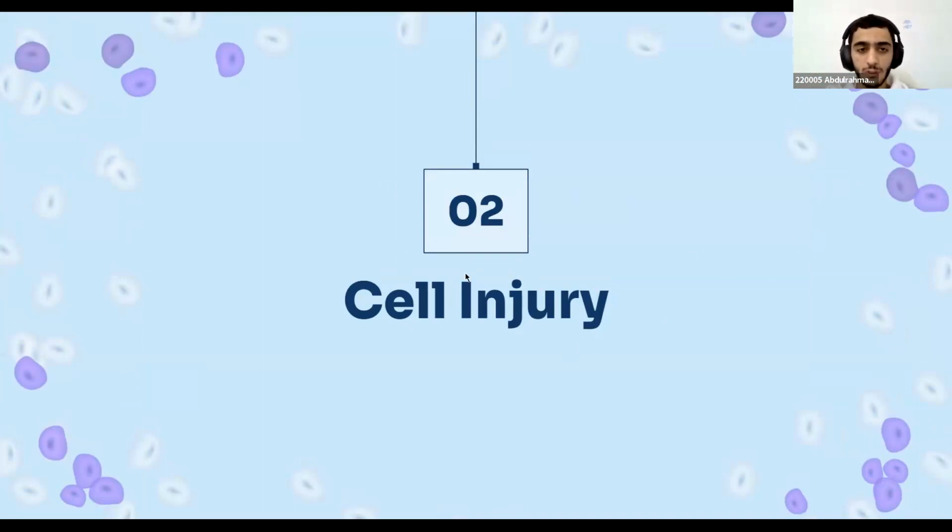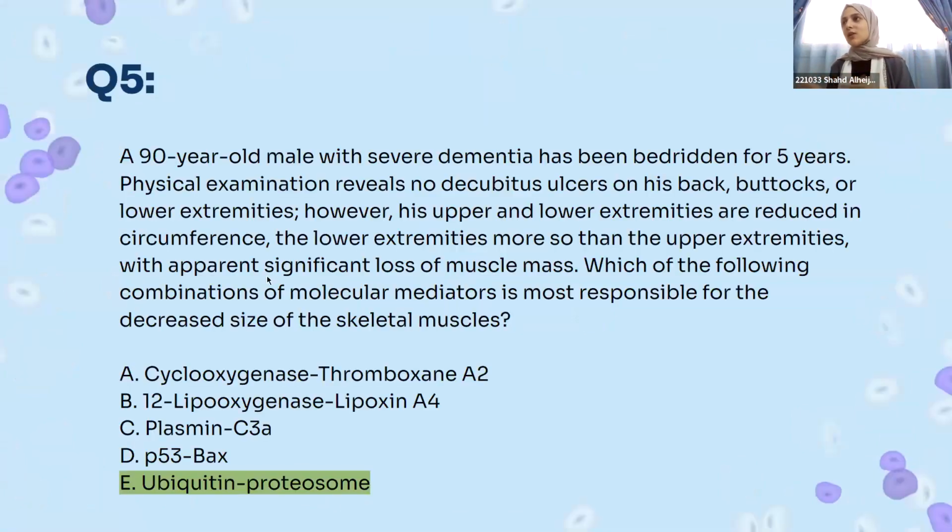Any questions before we go to the next lecture? I just want to add something for those who picked D. P53 and the BAGs are associated with apoptosis, which is for irreversible cell injury that leads to cell death. In this case, we have atrophy. Atrophy is for the ubiquitin proteasome. P53 and BAGs are for apoptosis. Okay, now we can move on.